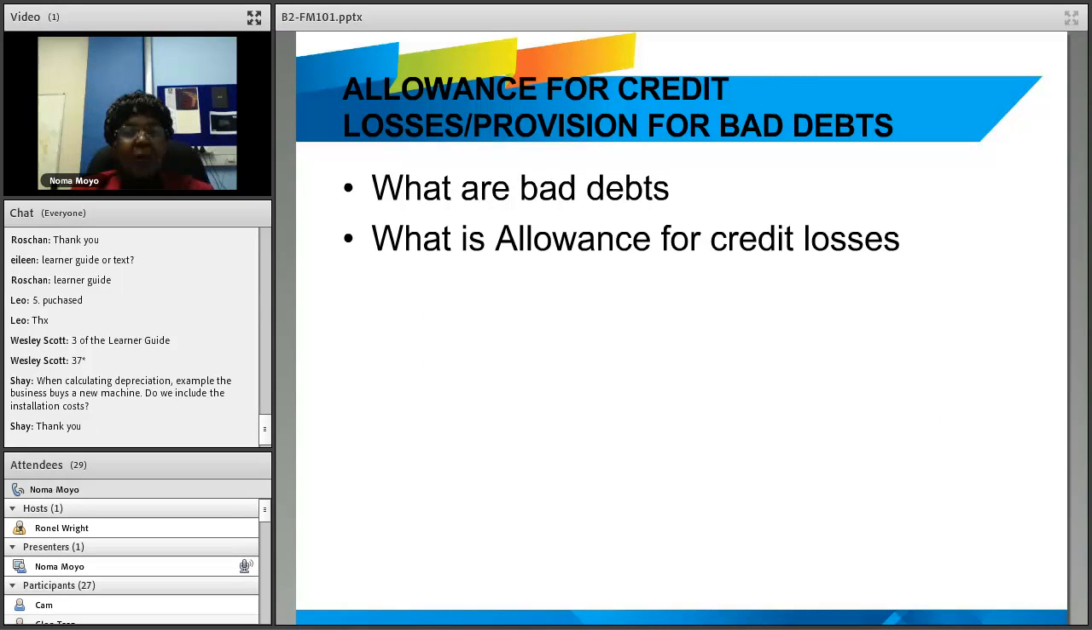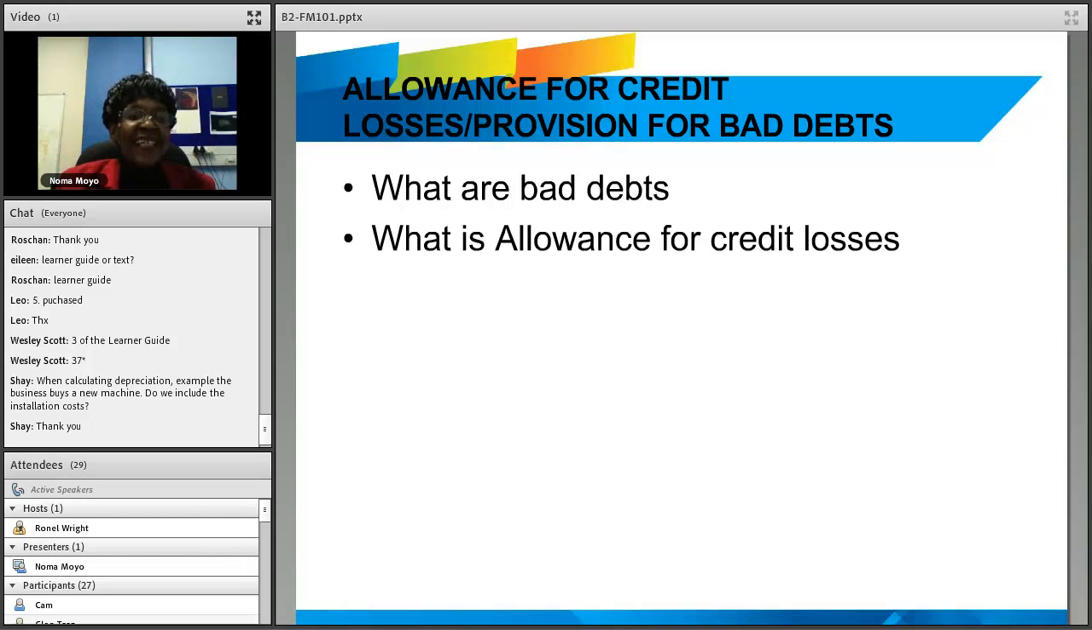Allowance for credit losses, what is it? It's sometimes called a provision for bad debts. We know from experience as a business person that usually there is a certain percentage of your debtors that don't pay. So you do what is called a contingent liability. You already set aside a certain amount from your profits to say, I know usually 5% of these people don't pay. This is called a provision for bad debts or an allowance for credit losses.